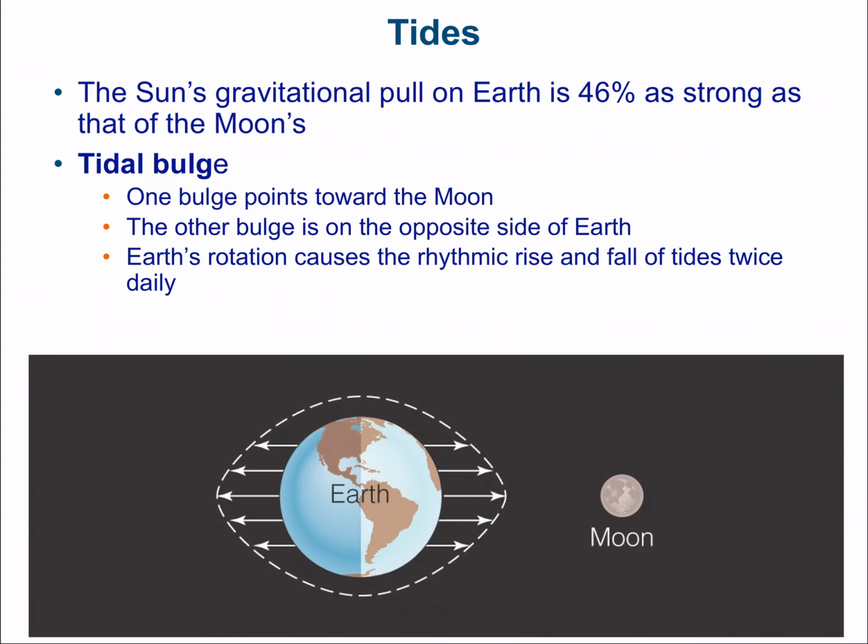Now we know that the sun's gravitational pull on the earth is about 46% as strong as that of the moon's, but the moon's closer to the earth. So as you can see in this bottom picture, we have what's known as a tidal bulge. We have one bulge that points toward the moon, the other bulge is on the opposite side of the earth. The Earth's rotation causes that rhythmic rise and fall of the tides twice a day.